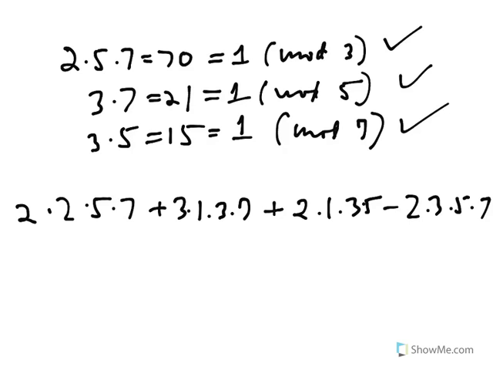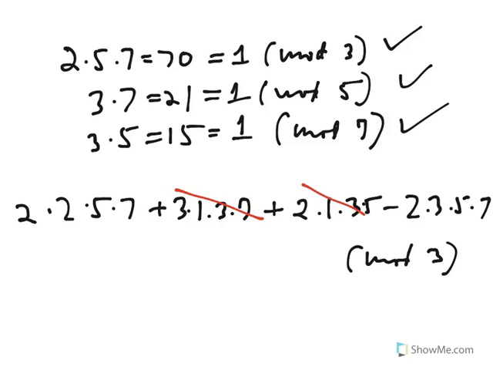Let's examine this thing. This is maybe a big number, maybe a small number, but 2 times 70 times... 2 times 2 times 5 times 7 plus 3 times 1 times 3 times 7 plus 2 times 1 times 3 times 5 minus 2 times 3 times 5 times 7. Just consider what would happen if I took this giant number and divided it by 3. See the 3 in this second term? The second term actually has 2 3's in it. So it's not going to affect the remainder, because that piece has remainder 0 when you divide by 3.